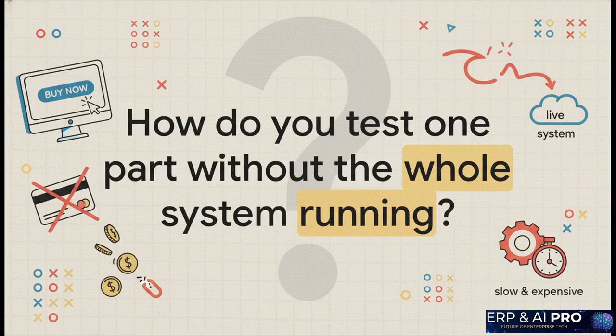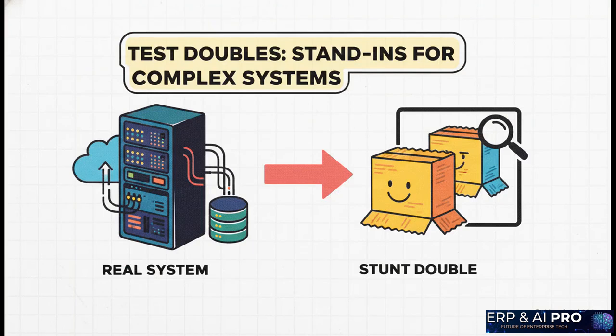Imagine you're just testing whether a Buy Now button changes color when you click it. You don't want to actually charge a real credit card every single time you run that simple test. It would be slow, probably expensive, and definitely risky. So the solution is actually pretty cool, and it's surprisingly similar to how movies are made. Instead of using the real, complex, and maybe expensive parts of the system for every little test, developers use stunt doubles. These are stand-in pieces of code that just pretend to be the real thing. This lets the test run super fast and safely in its own little world.